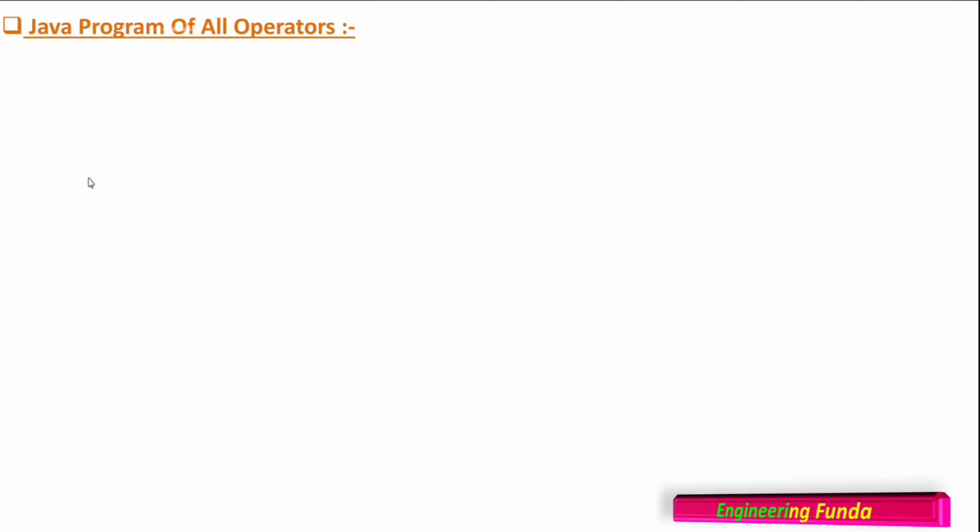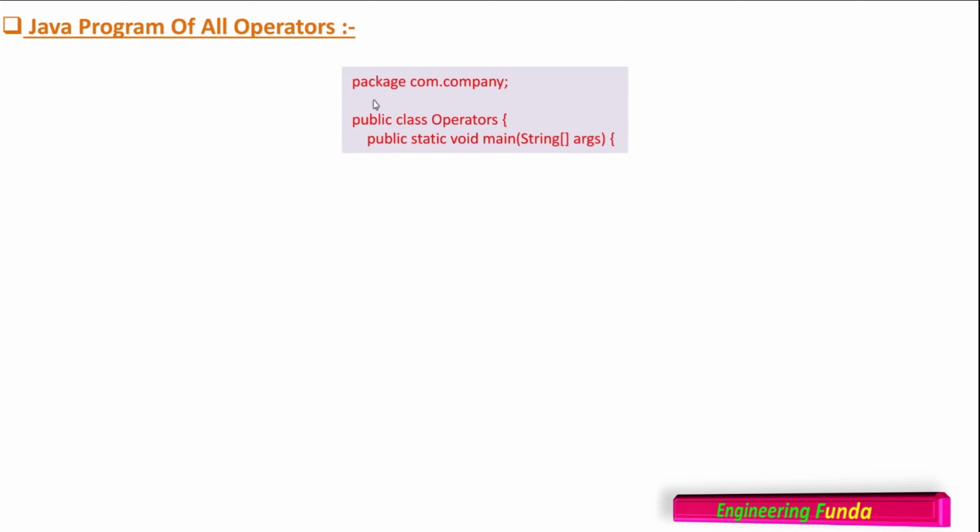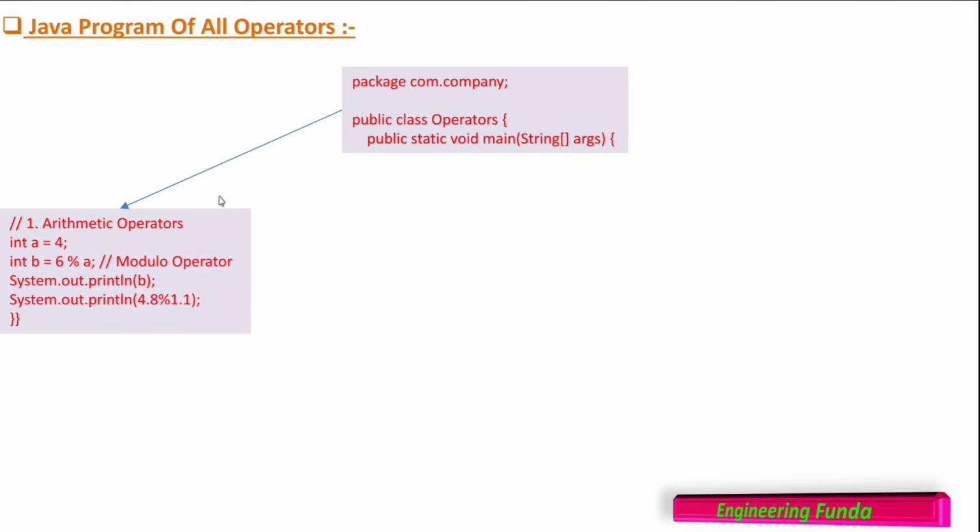Now let us look at all the types of operators in a Java program. So in any Java program, first we have the package to be added. Then we have the class. Here the class name is operator, and we have public static void main. First let us look at the arithmetic operator.